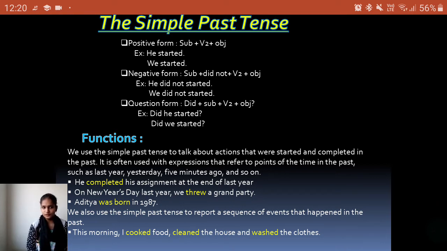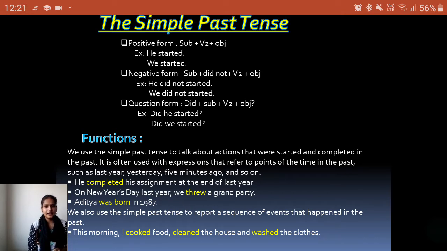In positive form, we first write the subject the sentence is about, plus verb second form, plus object, the rest of the sentence. Here we use verb second form and no auxiliary in positive form. For example, he started. He is the subject and started is the verb second form. Start's second form is started. We started: we is the subject and then started.